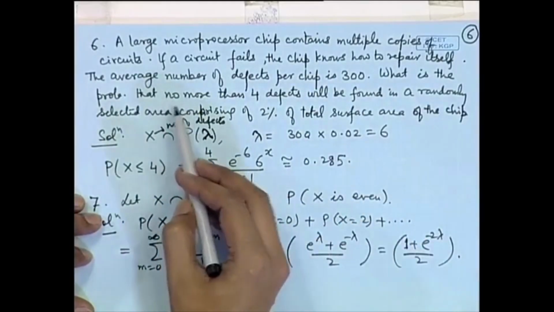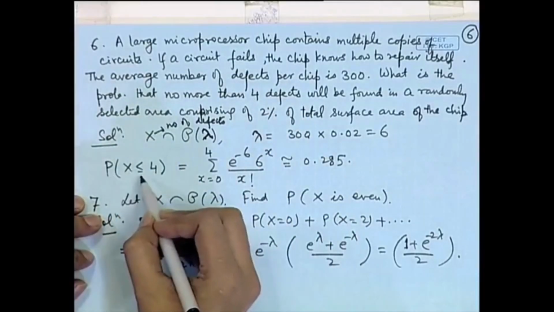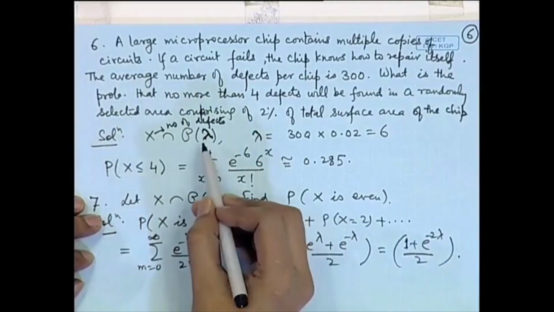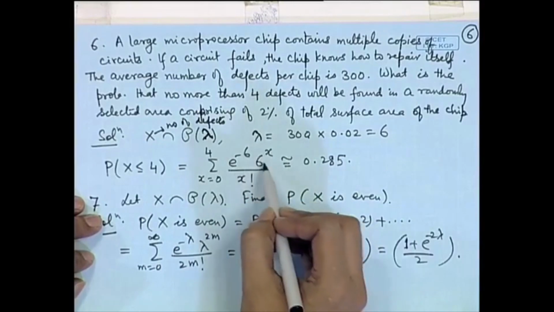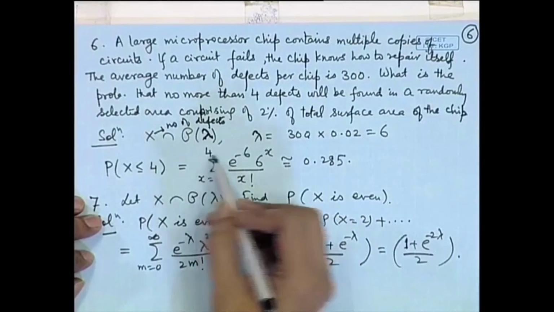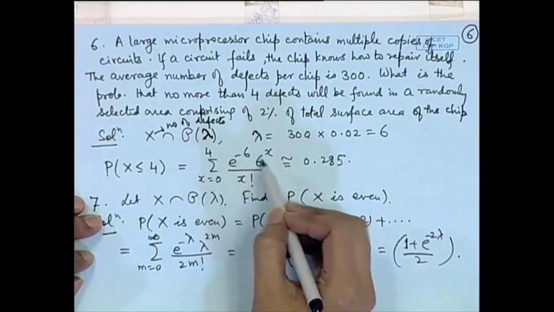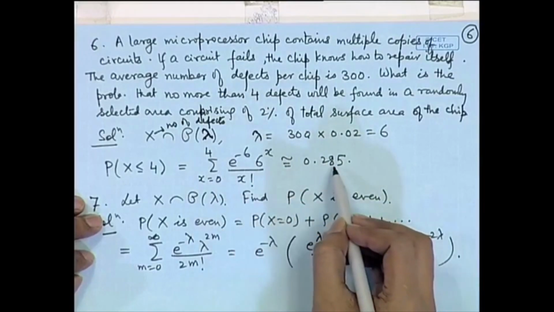Here we want the probability that not more than 4 defects will be found. So, it is probability of x less than or equal to 4 based on the Poisson probability mass function. So, it is e to the power minus lambda, lambda to the power x by x factorial, x equal to 0 to 4. By putting lambda equal to 6, this can be evaluated either directly or by Poisson tables. It is approximately 0.285.